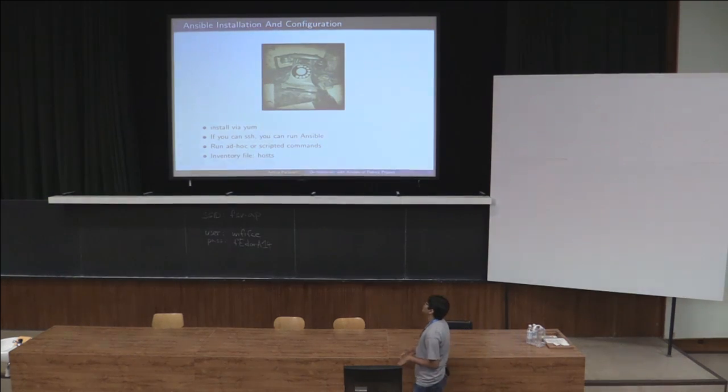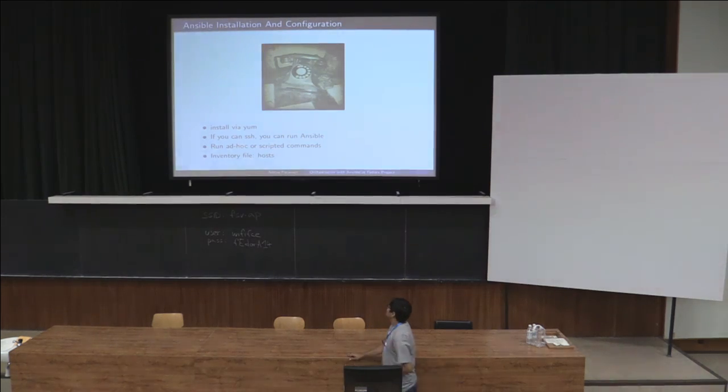How do you install Ansible on servers? Simple. Just use yum. We've got, I think, almost the latest version of Ansible in the repos. If you can SSH into the server, you can run Ansible. So that is the key which I want to put out. As soon as you can SSH, you can run Ansible. You do not need any further configuration on the server side.